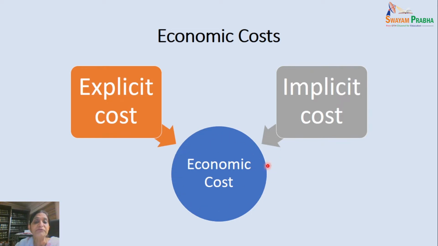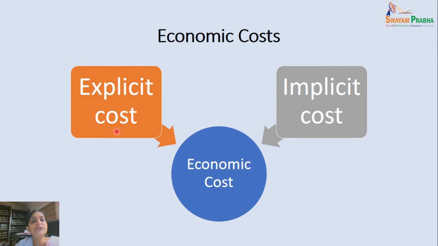Let me first define for you what is explicit cost. Explicit cost means the cost which a firm or a producer is incurring because it is hiring or utilizing certain factors of production. So if a firm is hiring labor, the price of labor which it has to pay will be a part of your explicit cost. Similarly, if a firm is borrowing capital from the bank, the interest payment which the firm has to make for the use of capital which it has borrowed will be a part of explicit cost.